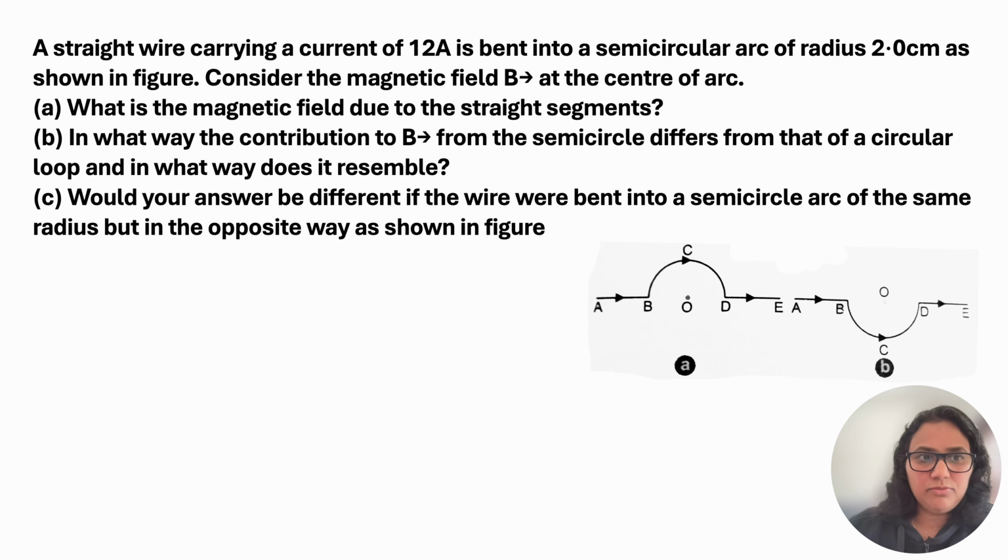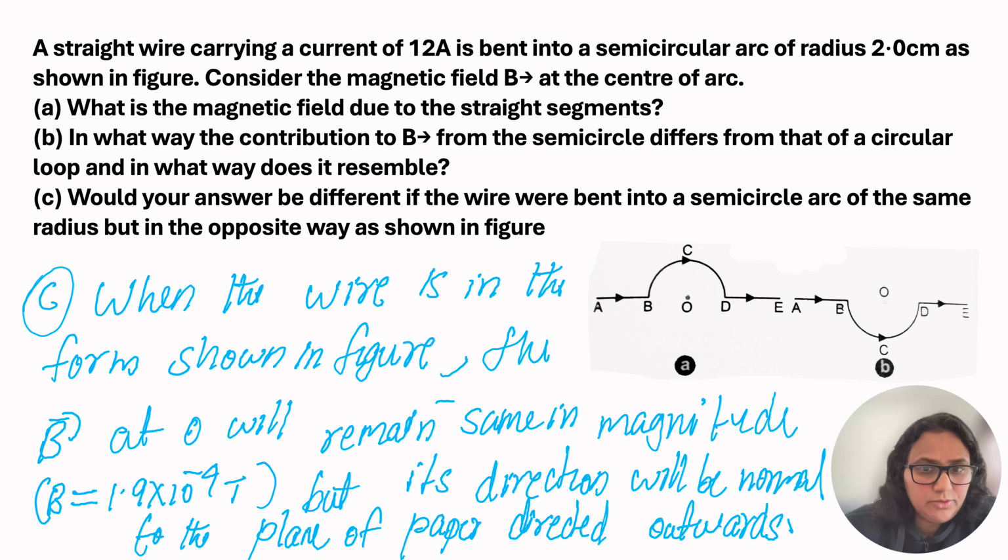Question C. Would your answer be different if the wire were bent into a semicircular arc of the same radius but in the opposite way, as shown in the figure? When the wire is in the same form as shown in the figure, we calculated the magnetic field due to the semicircular arc as B is equal to 1.9 into 10 power of minus 4 Tesla. So the magnitude remains the same, but the direction will be normal to the plane of the paper and directed outwards.